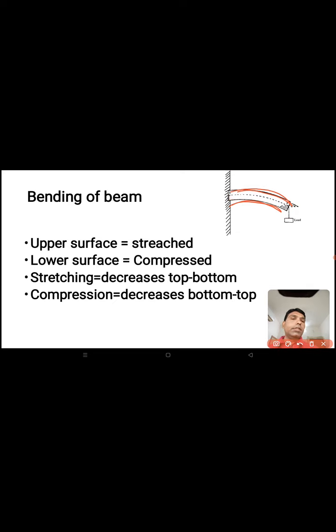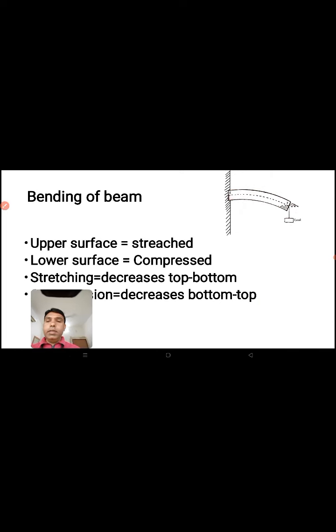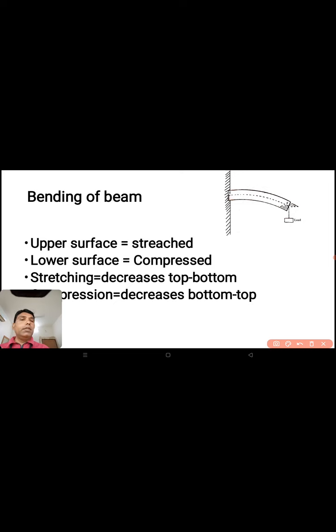The stretching at the upper part is very high, and the compression at the lower bottom is also very high. How much change occurs depends on the amount of load given. According to that, the upper surface of the beam is stretched and the lower surface is compressed.